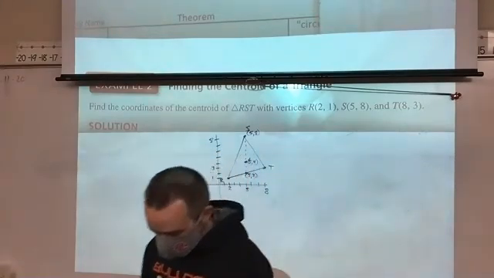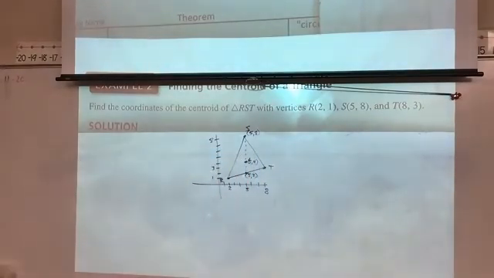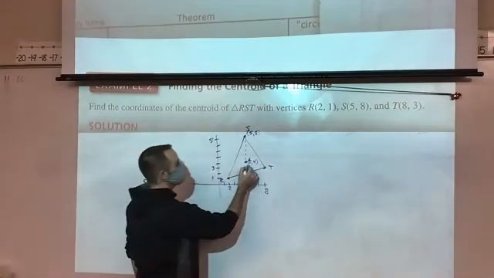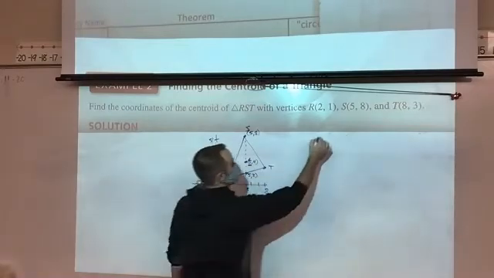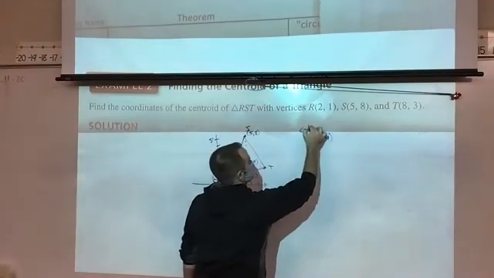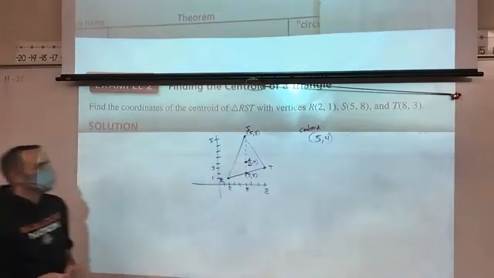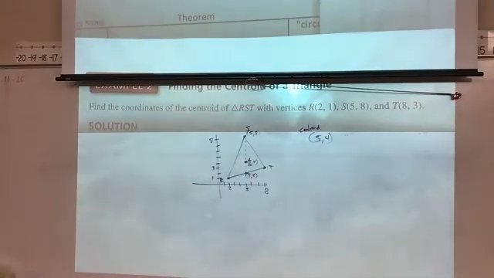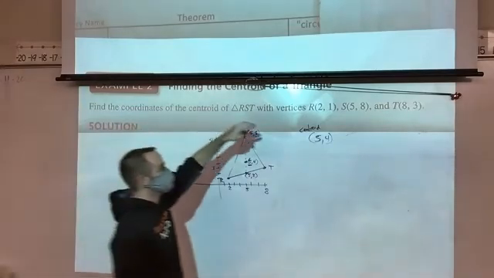Okay, here's what I want you to do. Look at the three x values of R, S, and T, and the x value of our centroid. Our centroid was (5, 4). Now look at the y values of R, S, and T, and the y value of the centroid. How can I get from the x values of the vertices to the x value of the centroid?